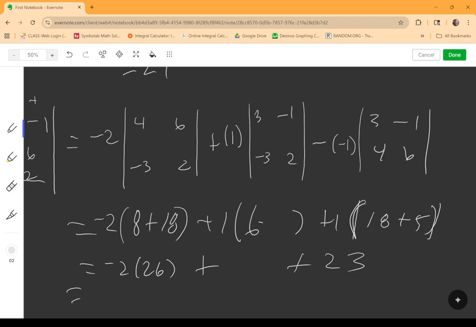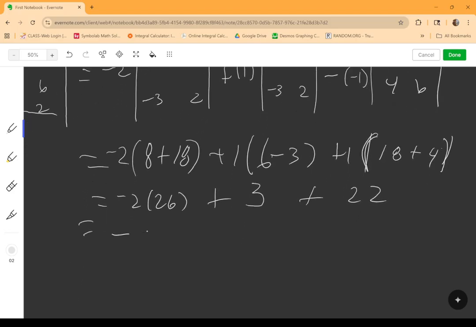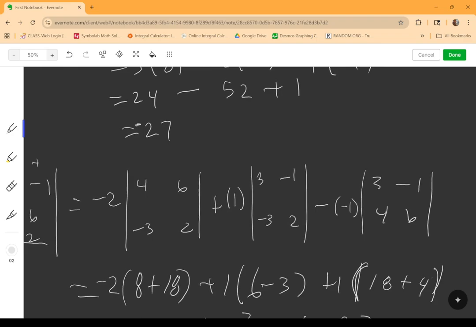Six minus 3. Not sure where I was going there. Let me double check all my work now. So 8 plus 18, -2 here. Okay. 3, 6 plus 3, but minus. Okay. And then here, 18 plus 4, 22. All right, so we get minus 52 plus 25 and -27, which is exactly what I got up here.